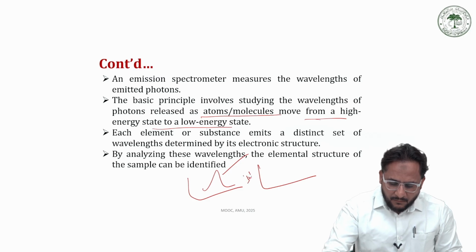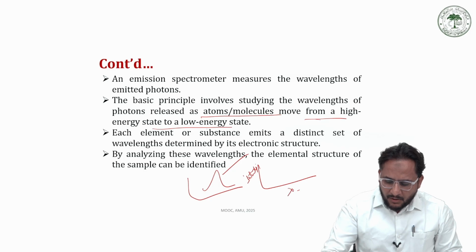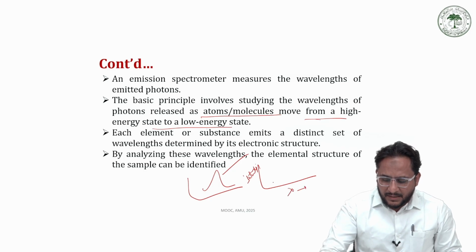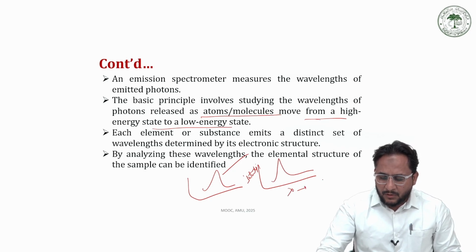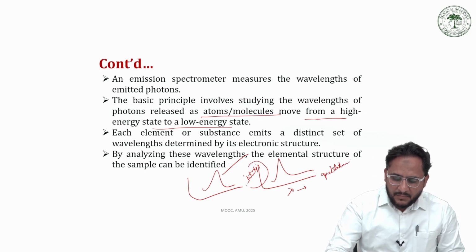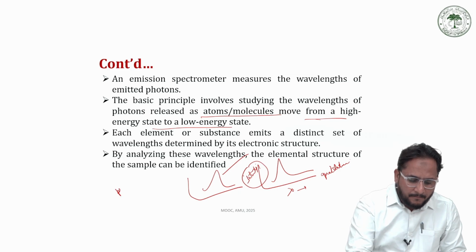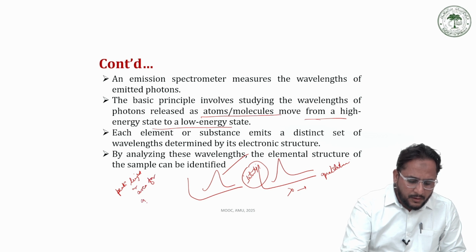As I said before, in case of AES as well, since the spectrum consists of intensity on the y-axis while wavelength, or lambda, is on the x-axis, this x-axis data is used for qualitative analysis, while the y-axis data, meaning the peak height or peak area, is used for quantitative analysis.